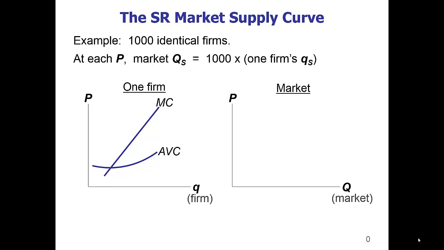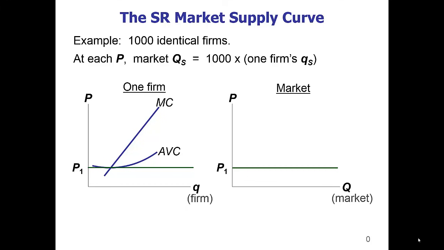At a given price, we're going to see that the amount of output within the market is going to be equal to the amount of output that this typical firm would produce at that price times 1,000. Why? Because there's 1,000 identical firms who would choose to produce that same quantity of output. So let's give an example to see how we derive the short-run market supply curve. Consider the price of P1.